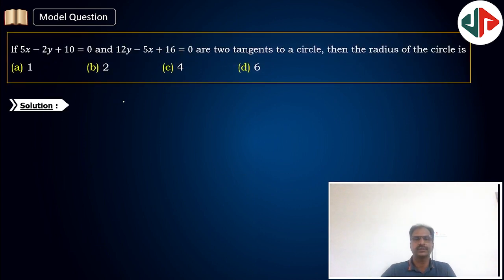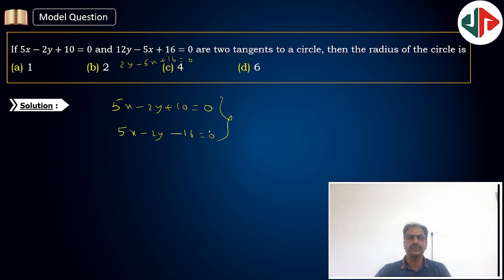Two tangents are given. They have to find the radius of the circle. This is the first equation. And I think it should not be 12y, it should be 2y. There is a mistake in the second equation. The same thing can be written as 5x minus 2y minus 16 is equal to 0. If you observe these two lines, those two are tangents to the circle given, but both are parallel. Both the given lines are parallel.